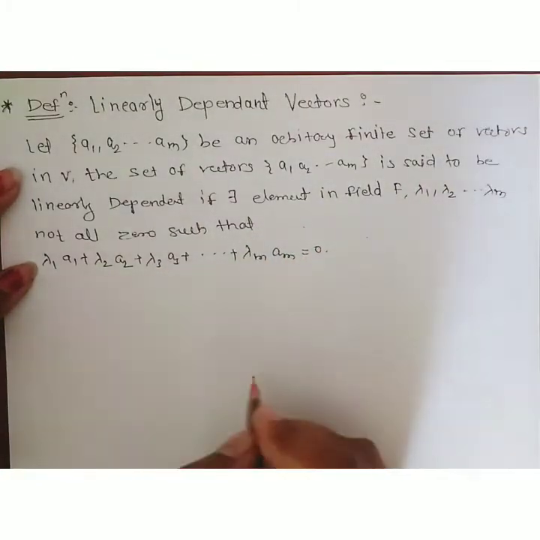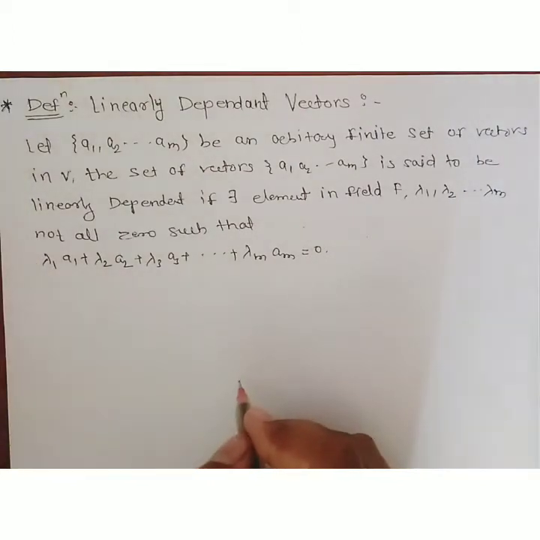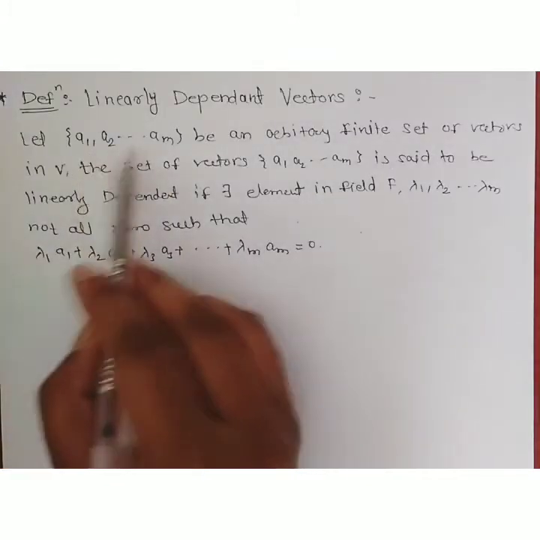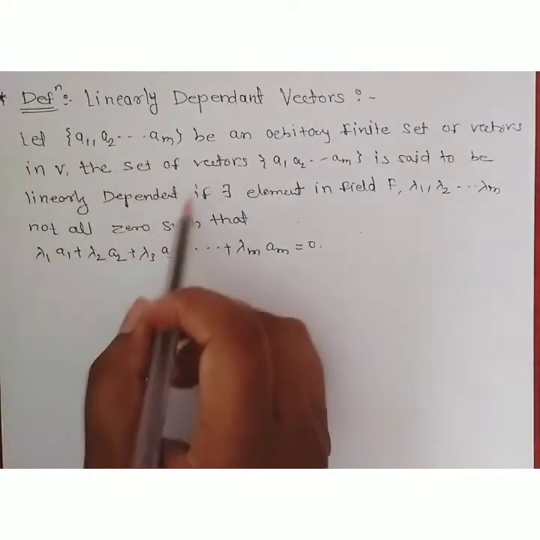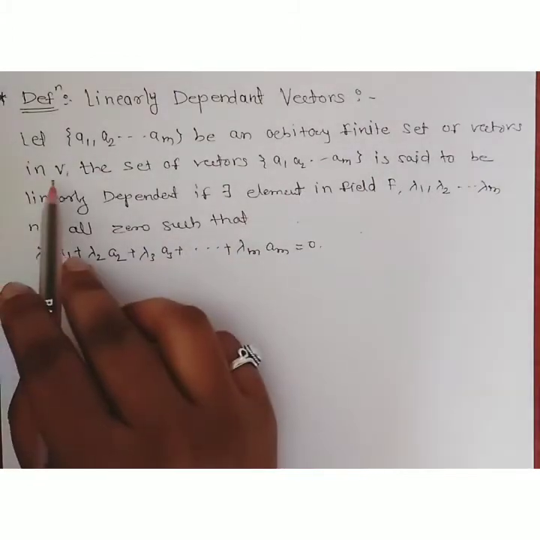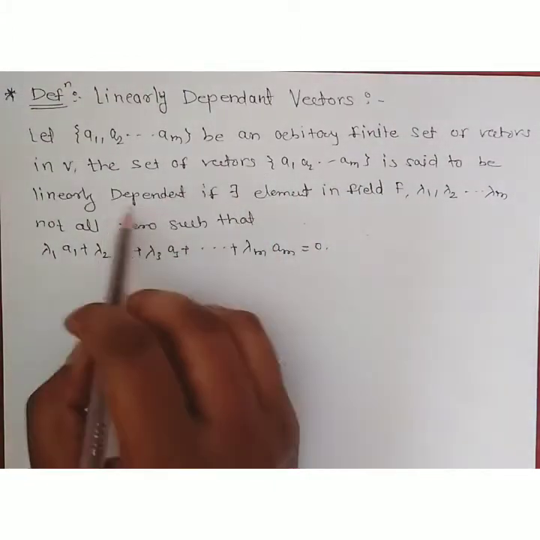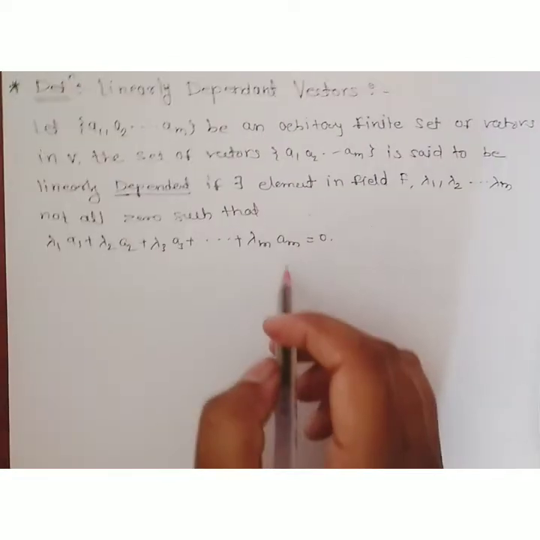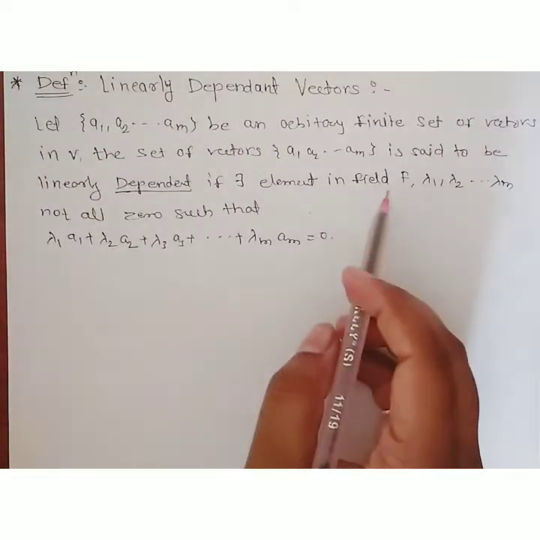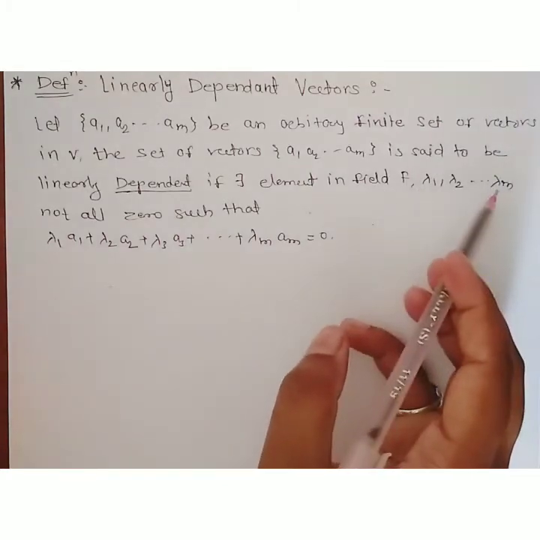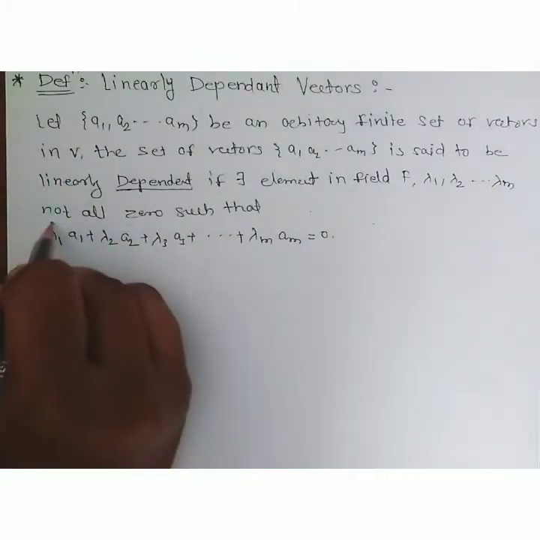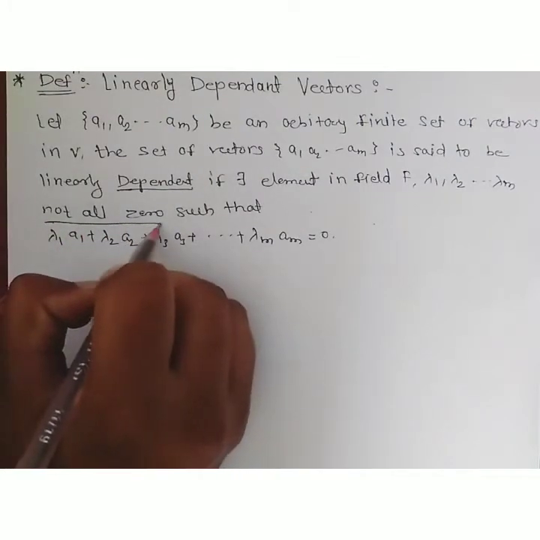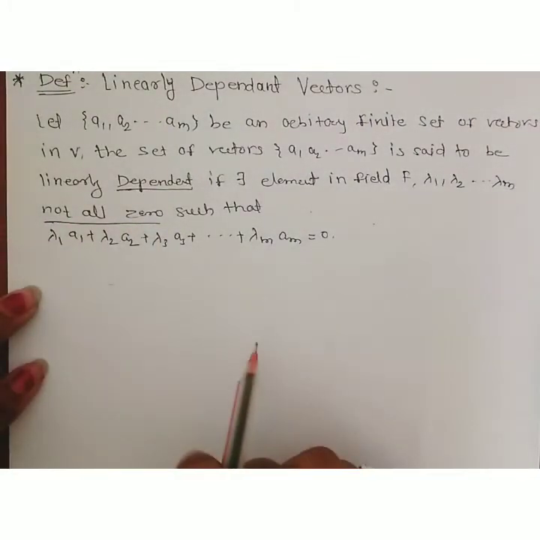is equal to 0. So what is the definition of linearly dependent vectors? If we have m vectors given, the set a1, a2, am, an arbitrary finite set of vectors in V, then this set is said to be linearly dependent when there exist elements in the field F, say lambda 1, lambda 2 up to lambda m, not all 0. This is very important. Not all 0 means what? Some elements are non-zero, or all elements are non-zero.